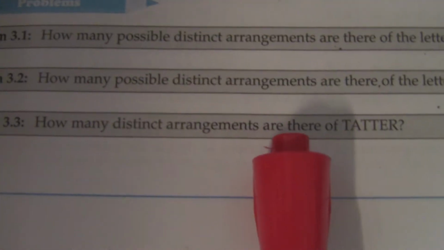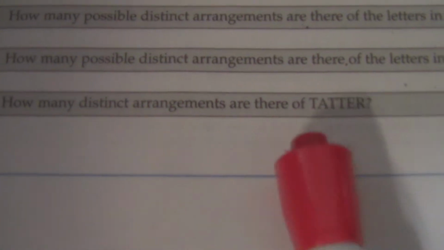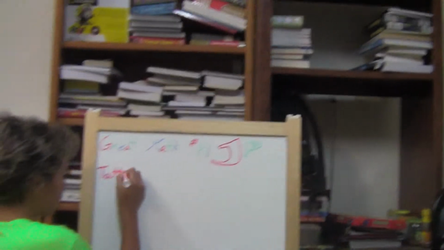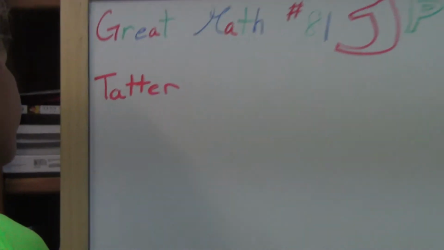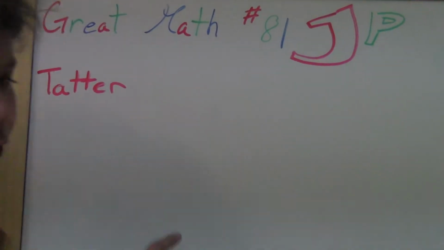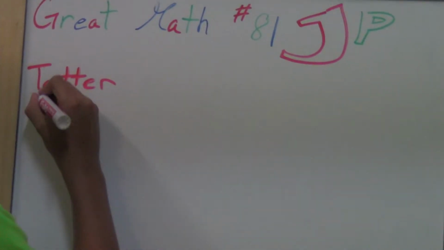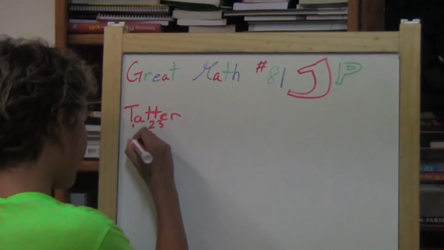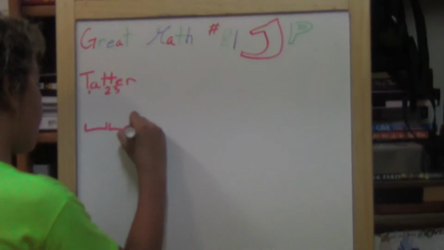How many distinct arrangements are there of tatter? Okay. Now tatter, we can see there's 3 T's, so that's going to be a bit difficult. Okay, we see there's 6 letters. Let's pretend it's like this: T1, T2, and T3. Okay? Now, because of that, we know there's 6 letters, we make 6 slots.